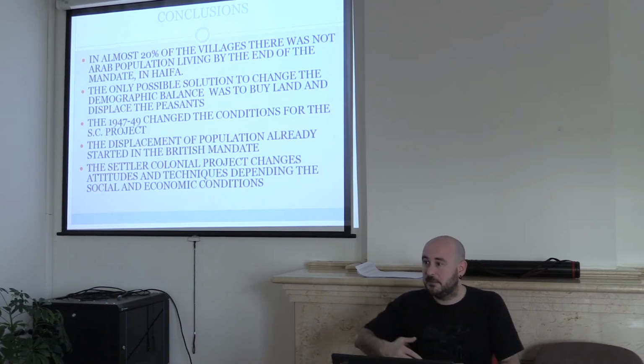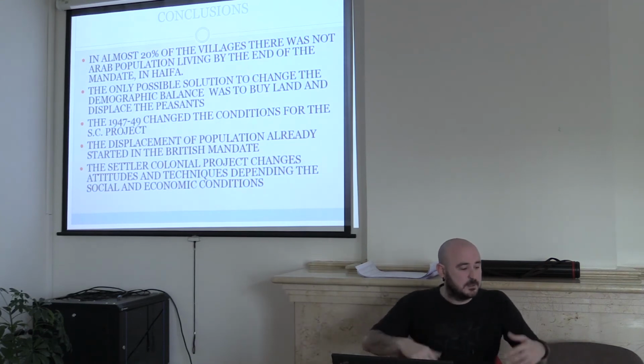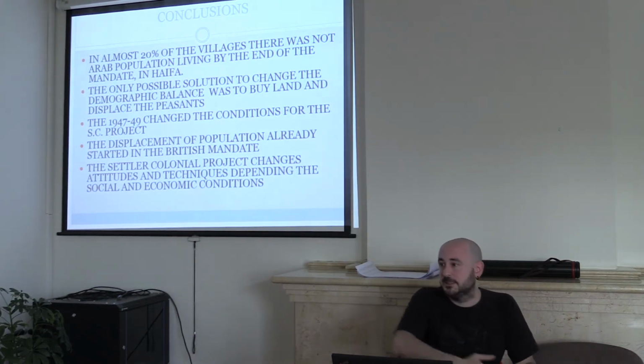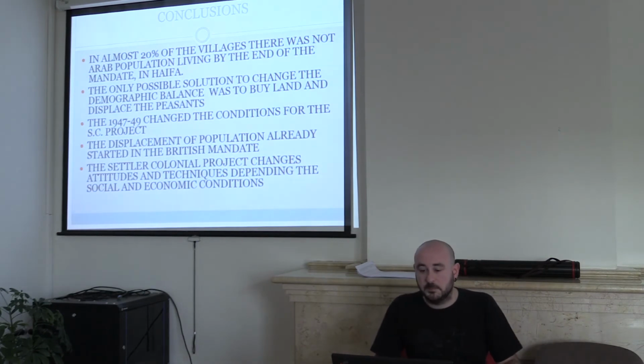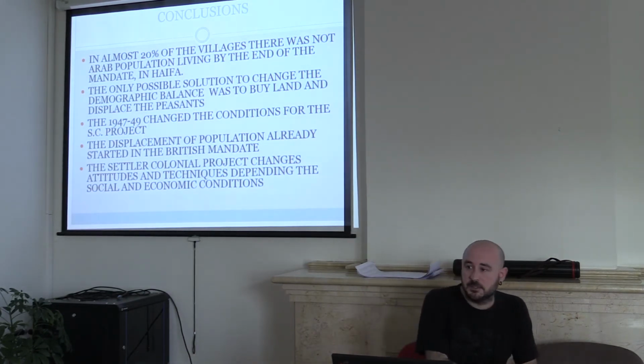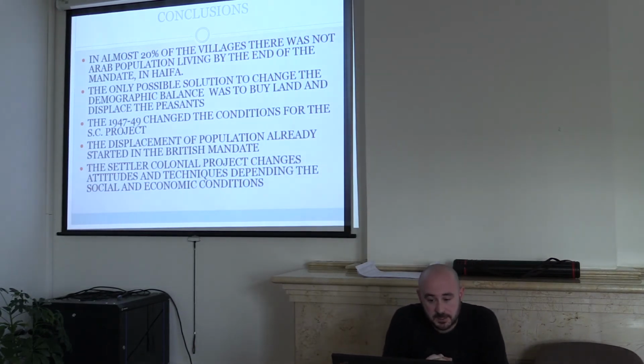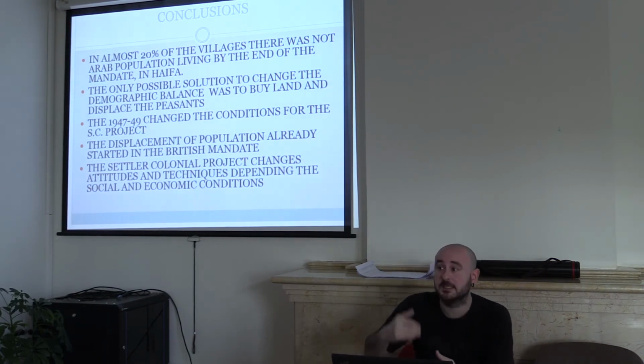So we can see a big change after redesigning the censuses and the boundaries. Out of those 51 villages, in almost 20% of them there was an Arab population living, and later, at the end of the mandate, there wasn't. So the only possible solution for the Zionist settler colonial project to survive on the ground was to buy land and displace the tenants there.